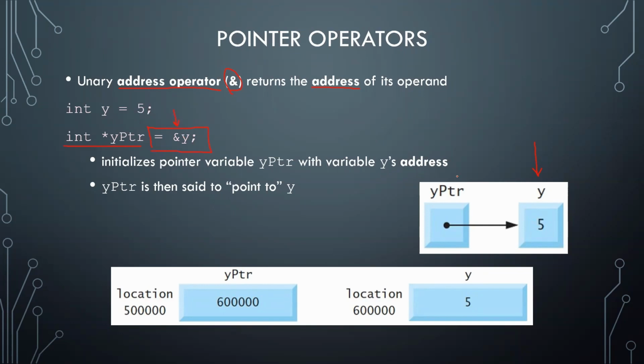What that is going to do is create this y pointer, and it is going to point to the address of the location of where y is. So that's initializing the pointer with y's address. Now we can casually say that y pointer is pointing to y. So for example, y may have an address of 600,000 with a value of 5. Well, y pointer is going to have the value of that address of 600,000, even though its location is at address 500,000.